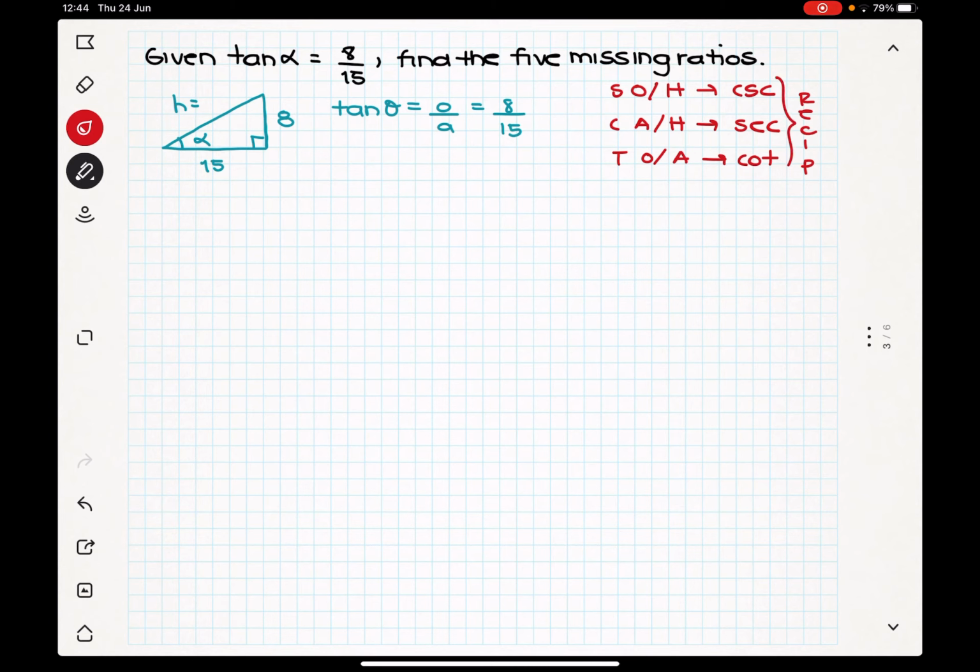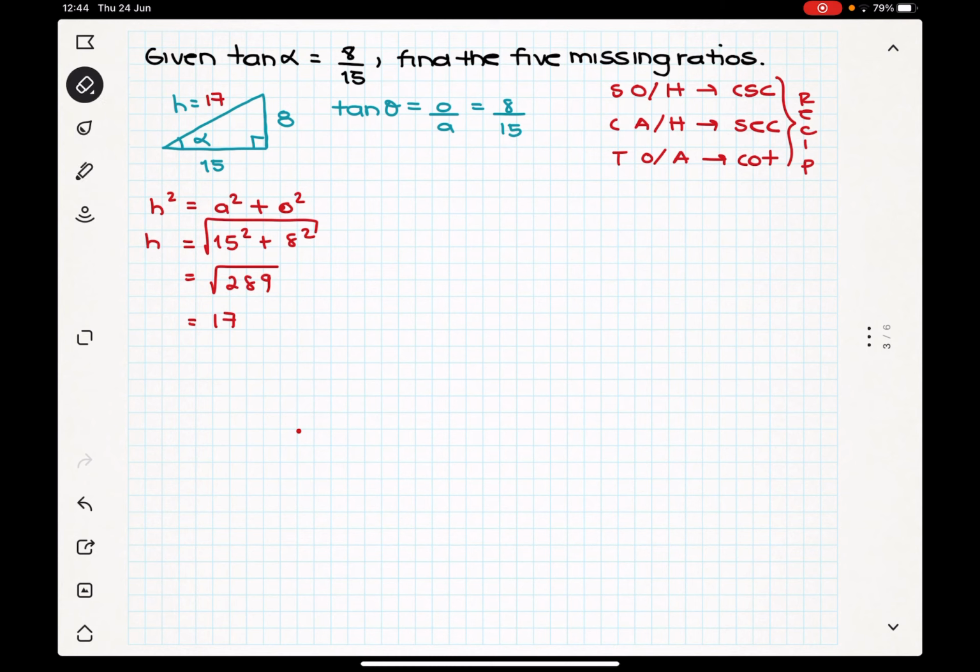Okay, so if I do my triangle, I have hypotenuse squared equals adjacent squared plus opposite squared. So here I have 15 squared plus 8 squared, square root. 15 squared plus 8 squared, I get 289. And the square root of 289 is going to be 17. So my hypotenuse is 17. So now I have my triangle labeled. So now I just need to get the trig functions.